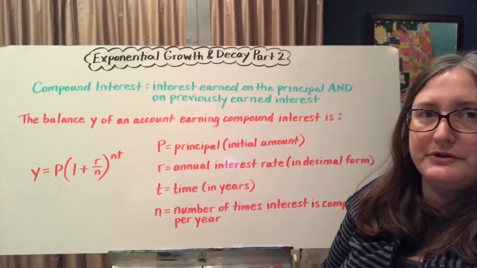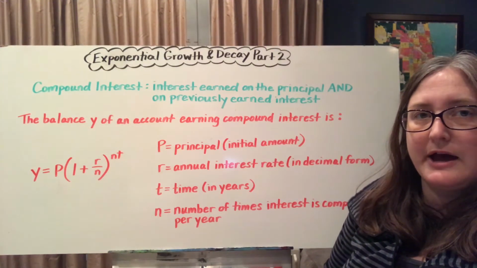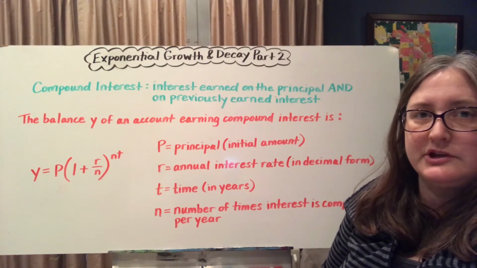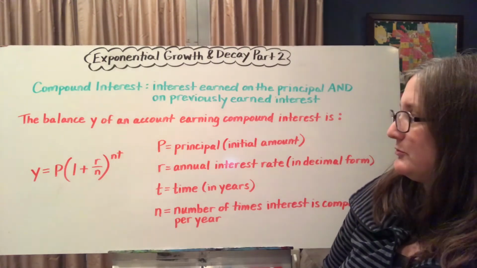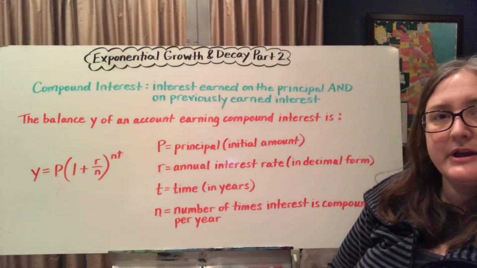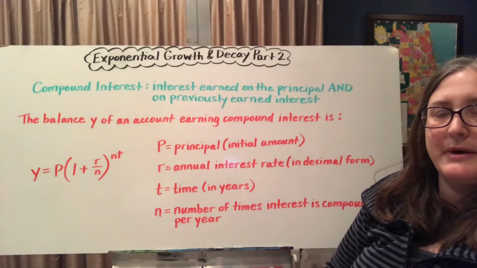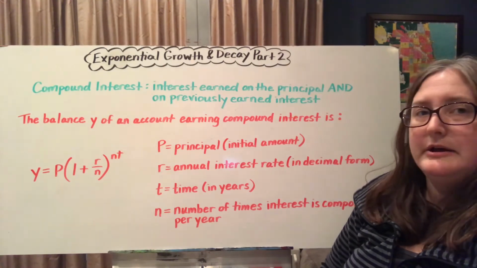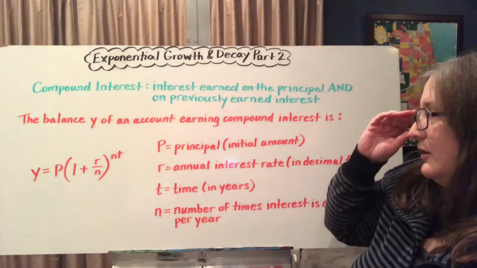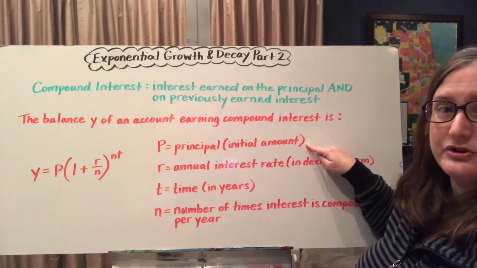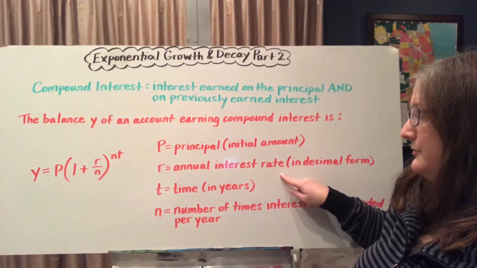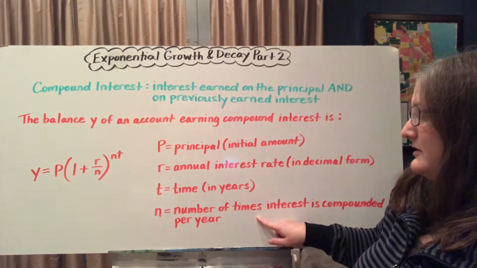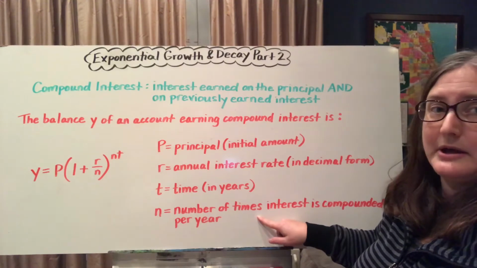This is Exponential Growth and Decay Part 2, and we're going to be focusing on compound interest, which is interest earned on your principal and on previously earned interest. The balance, which we're going to call Y, of an account earning compound interest can be represented by the equation Y equals P times the quantity 1 plus R divided by N to the power N times T, where P represents our principal, the initial amount that we start with, R is our annual interest rate in decimal form, T is time in years, and N is the number of times the interest is going to be compounded per year.